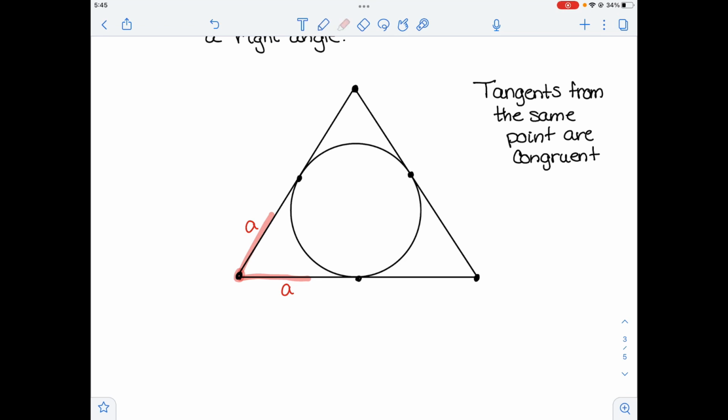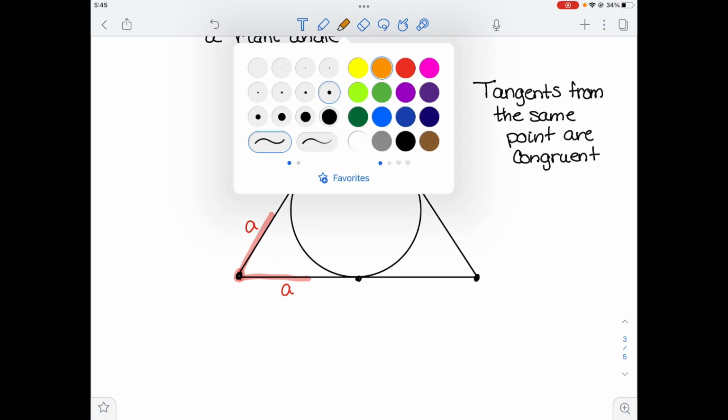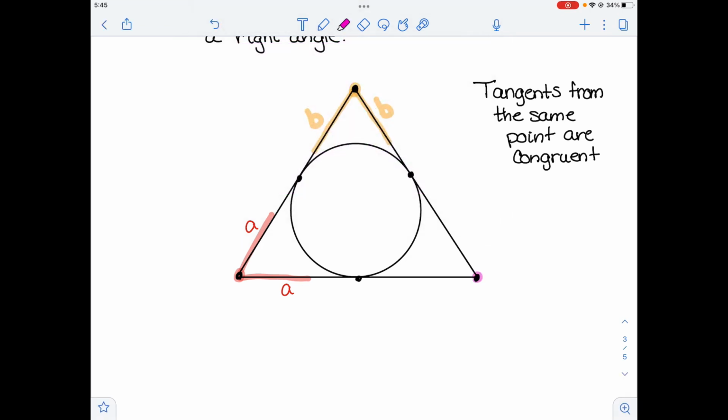The same is true for the other point. If here I'm coming off and coming off, these are going to be congruent. So maybe this is B and this is B. And then for our last piece here, it's coming off, and this would be C and C, and they're congruent. So that's another property of tangents when we're talking about inscribed shapes.